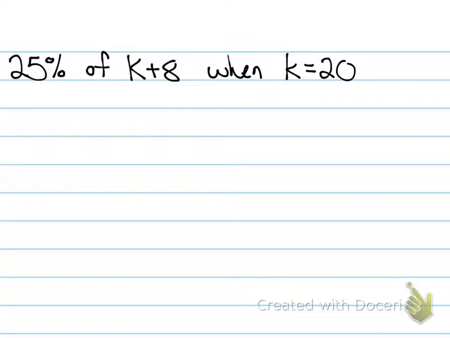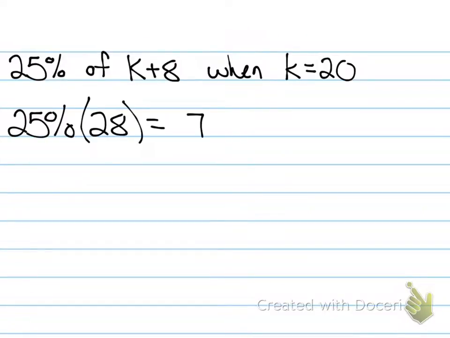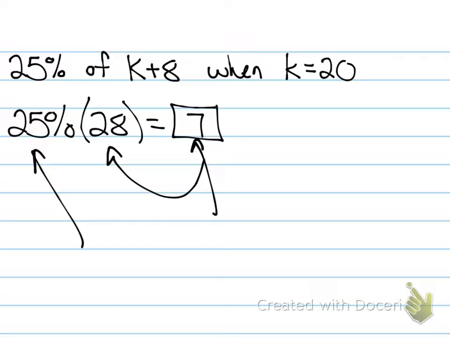What if you were asked to find this? So I substitute 20, so what's 20 plus 8? 25% of 28 is what? 7. So let's think for a minute about how practical our answer is. I know that 25% is how much of 100? It's 1/4. So does it make sense that our answer would be 1/4 of the original amount? Yeah. You can just divide it by 4. Exactly.